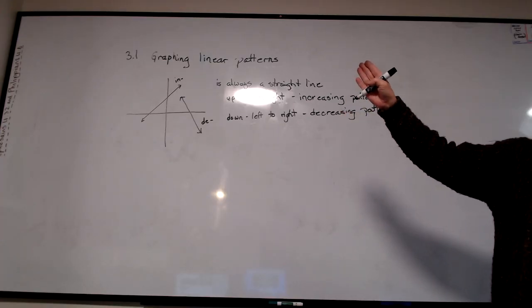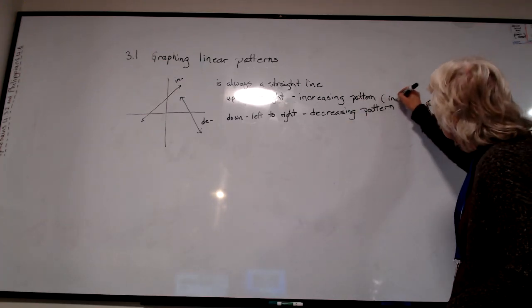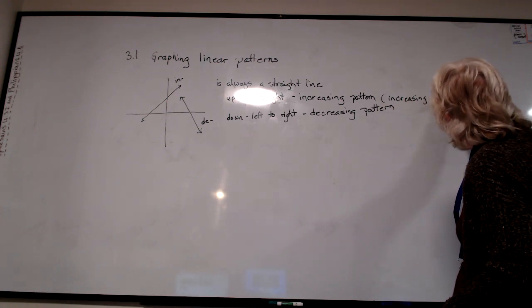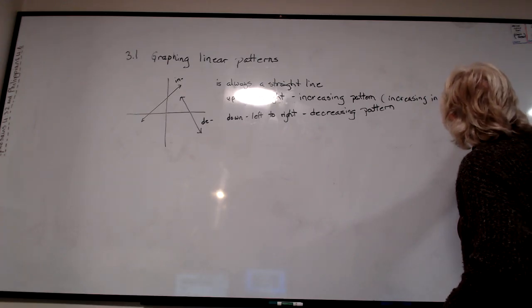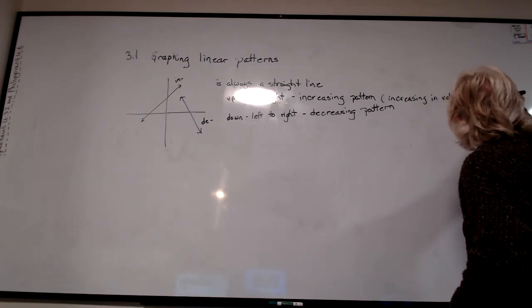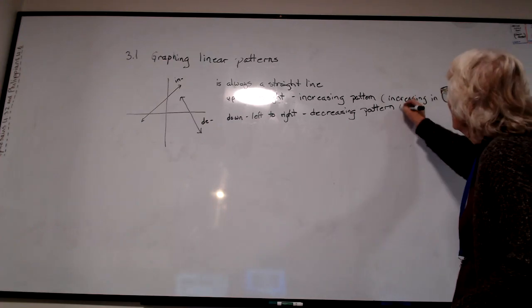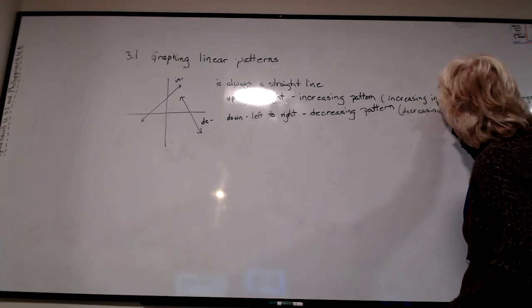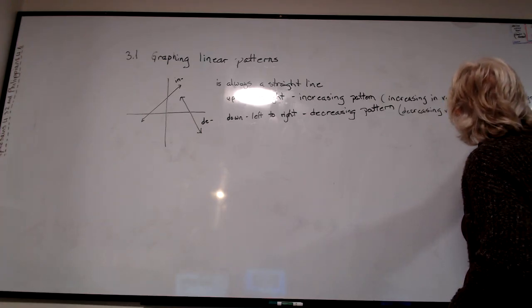So one's going up, one's going down. One is increasing in value. Basically, that's what it's saying. Really what is happening is the y is getting larger as you go left to right. Decreasing, it's decreasing in value. The y is getting smaller.